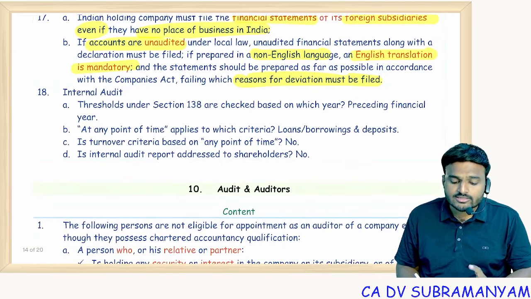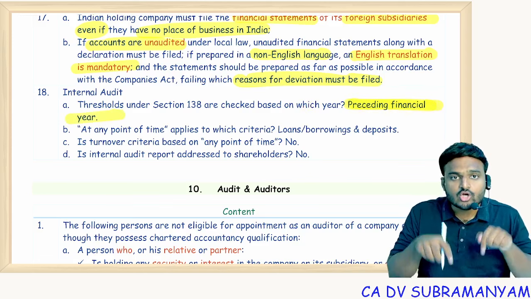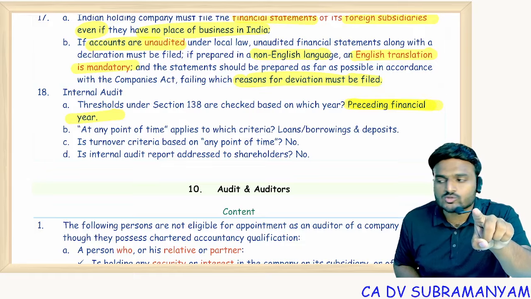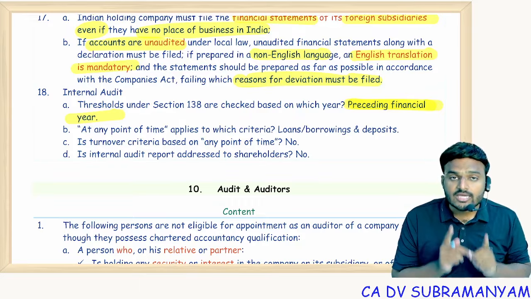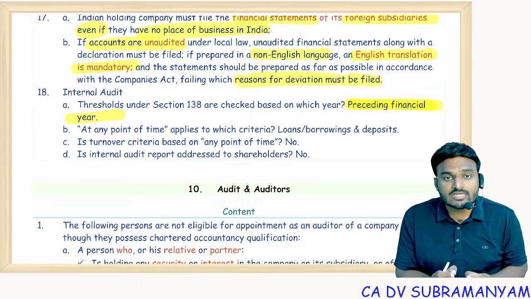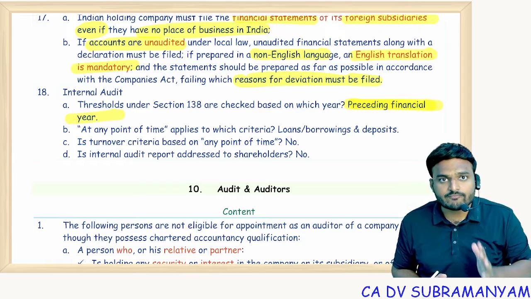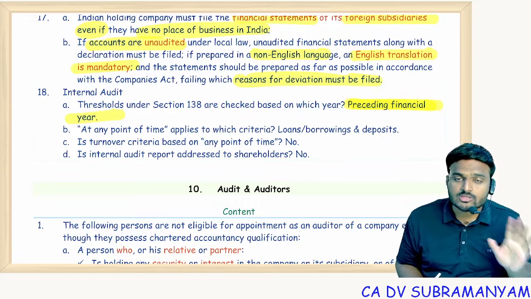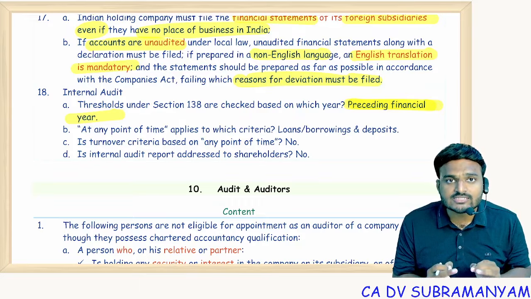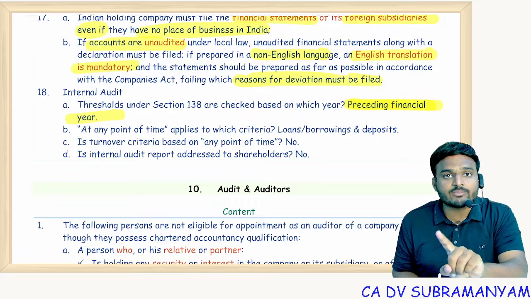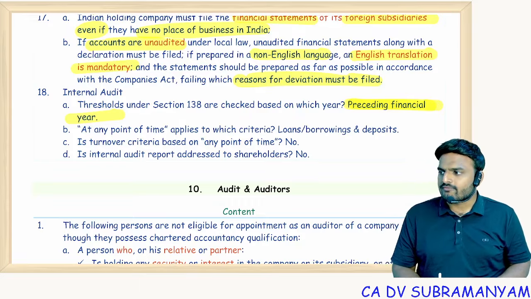Next, internal audit threshold limits. Threshold limits we have to check for the preceding financial year, not the current year. Even for CSR also, the preceding financial year you have to check. In one attempt, they gave provisional figures of the current half year information, up to 30th September, and preceding financial year information also they gave. Now, which information do I have to consider for applicability of CSR? I need to check not current year information, I need to check preceding financial year information. Clear, everyone?